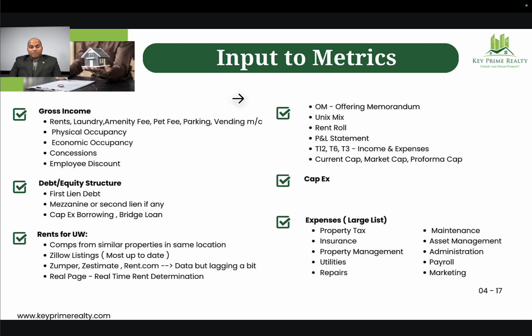Now, in order to arrive at the output metrics, the key data elements that go into the processing are these. Let us spend a little time here and then we go through each and every metric that comes up afterwards. The inputs are gross income, rents. Obviously that is the most important aspect of the gross income when you are dealing with rental real estate. And then you have some auxiliary incomes like laundry, amenity fees, pet fees, parking, vending machines, etc.